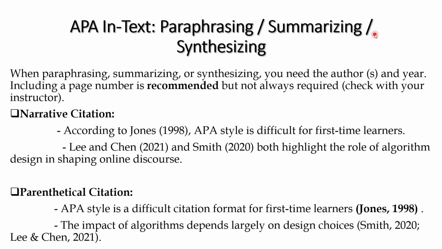Now, let's look at how APA handles in-text citations when you are paraphrasing, summarizing, or synthesizing information from sources. In all three cases, you need to include the author and the year. A page number is recommended for paraphrases and summaries because it helps readers locate the exact passage, but it's not always required, so you have to always check with your instructor for their preference.